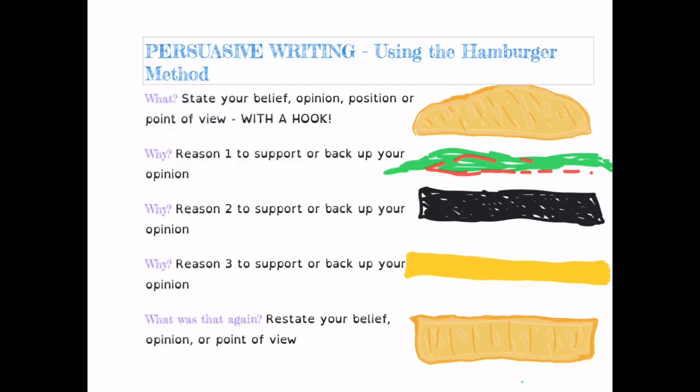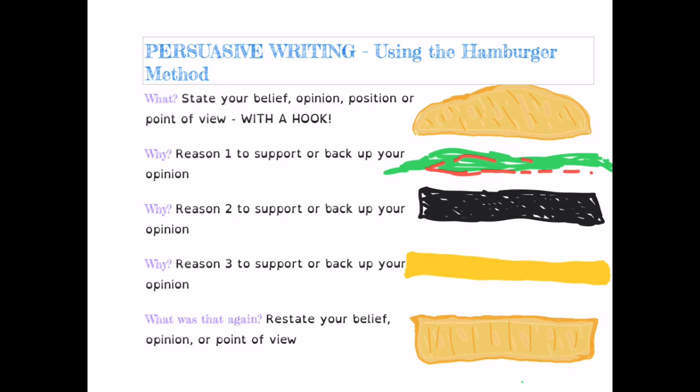So what is persuasive writing? Persuasive writing is stating your belief or opinion and then backing it up with good evidence. So persuasive writing using the hamburger method. You guys know this. So the hamburger method for persuasive writing is the what, 3 whys, and conclusion, which is what was that again?